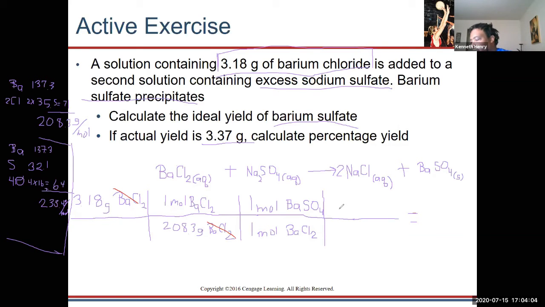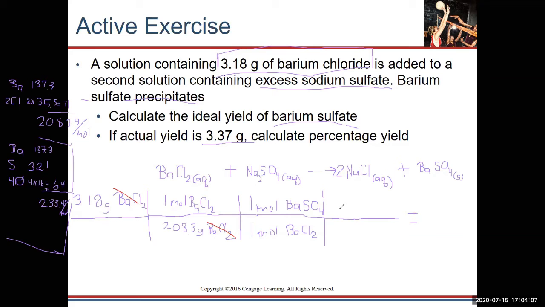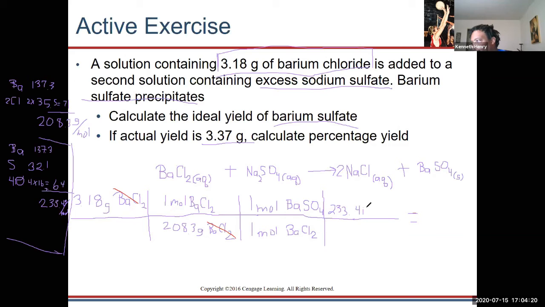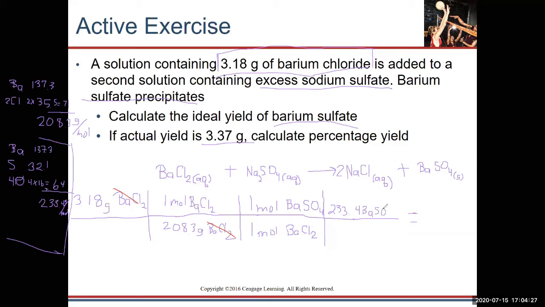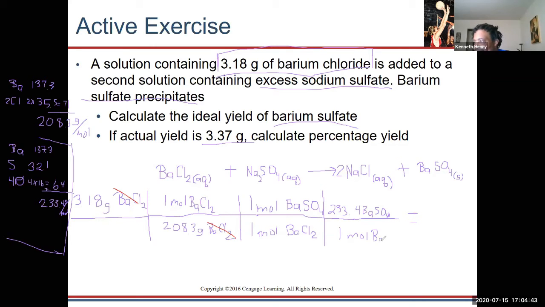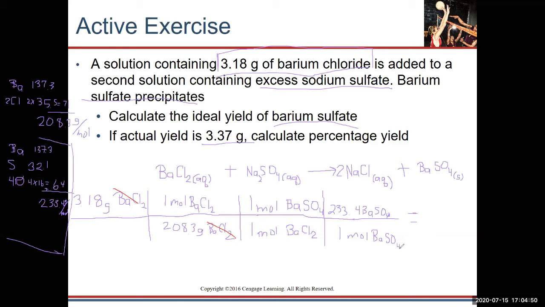So where am I going to put that? It'll be 233.4 grams barium sulfate over 1 mole barium sulfate. See, he's getting excited. He's like, oh, we're getting to the answer now.